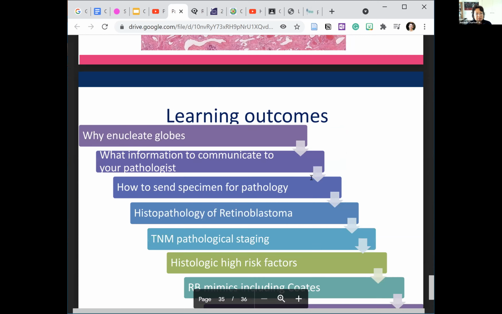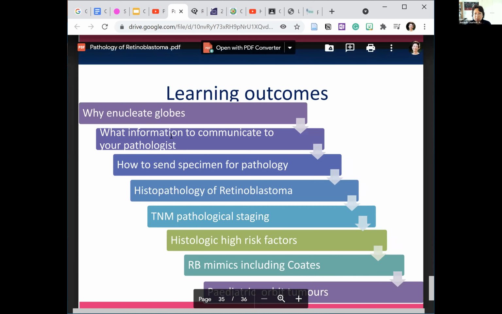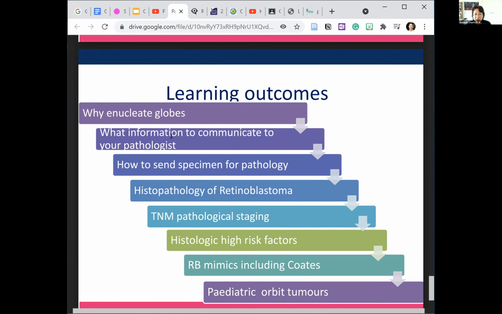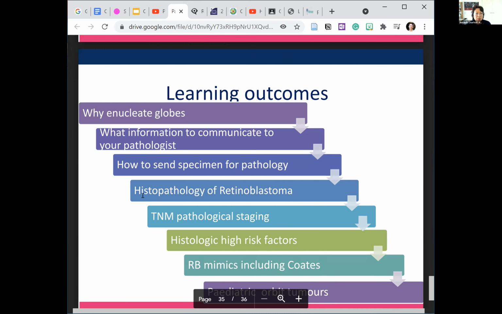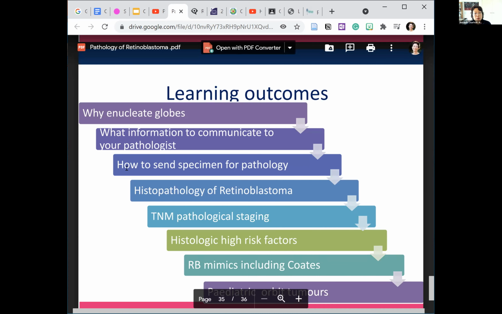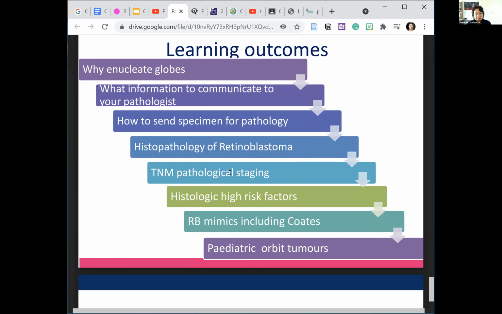Okay, so coming to the end of my talk. Now, learning outcomes: people generally ignore them, but I would suggest these are important, because once we've been through the lecture, what you're going to do afterwards is write down the answers to all of these questions. These are short answer question headers, for example. You can make each one of these into a short answer question. So you will list histologic high risk factors, you will list histopathology of that, you will describe how to send a specimen, and you will list the information to communicate to a pathologist. So, perfect short answer question prompts and headings.